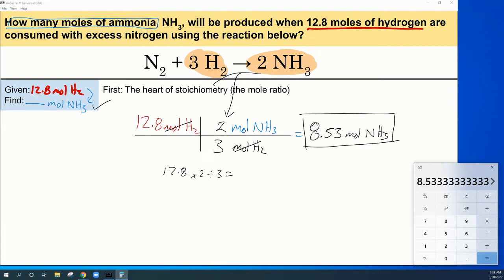So let's try a very similar question to check my work and to do the work in a different way. Notice the difference between this question and the next question.